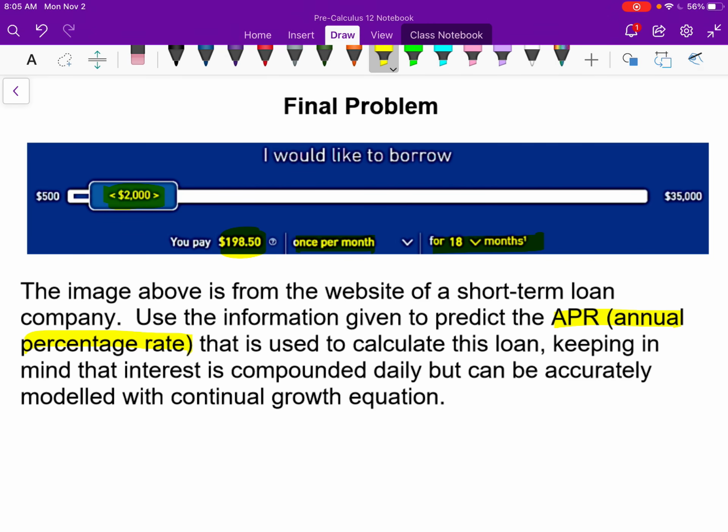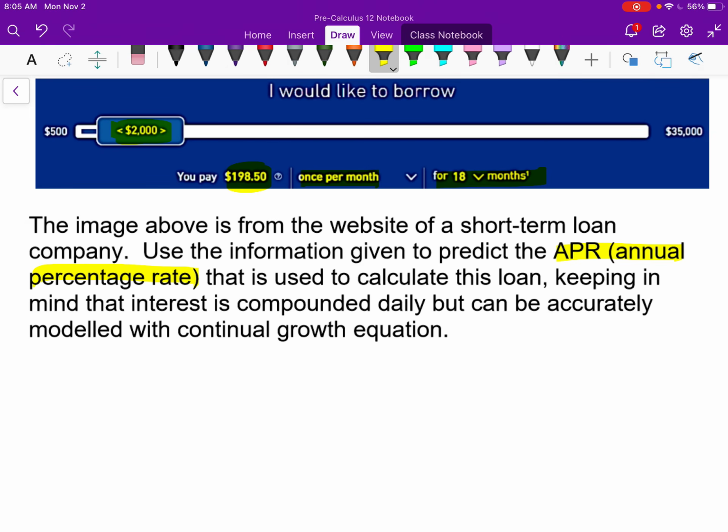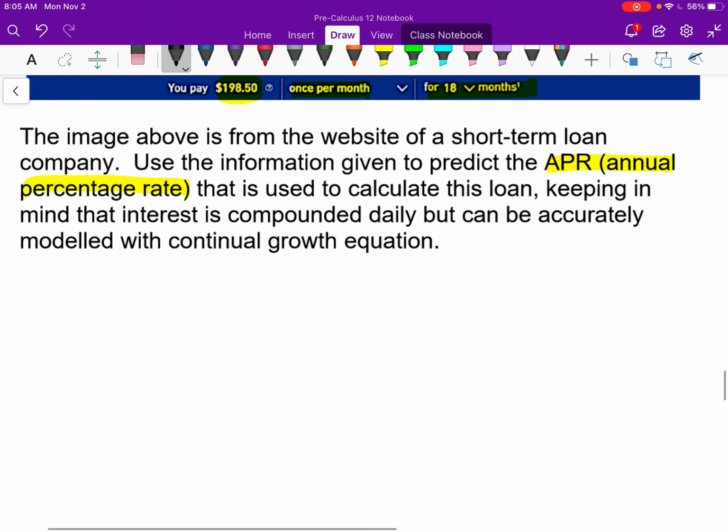So first, the interest rate, I want to know the annual percentage rate. So I want to think in terms of years. And also I want to think about, okay, I know I'm borrowing $2,000, but how much are we actually paying back? We're paying $198.50 for 18 months. So let's figure out what that is.